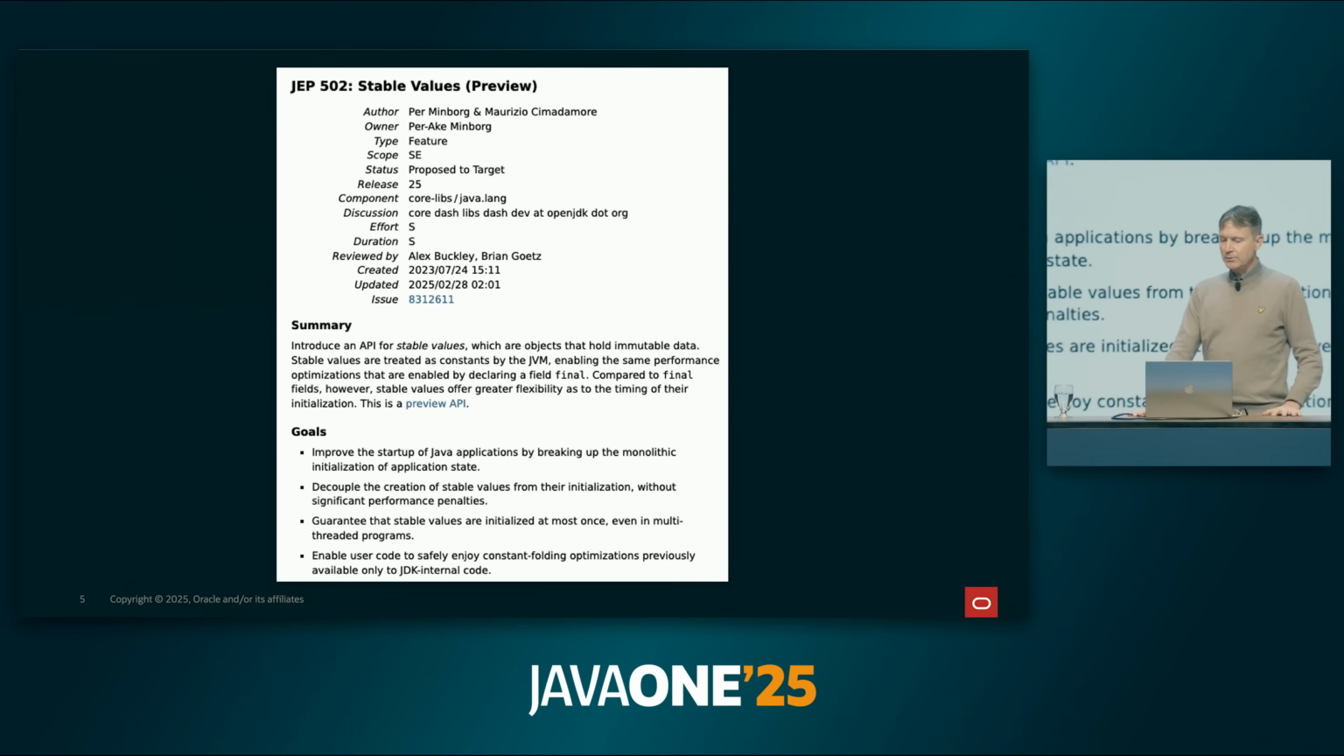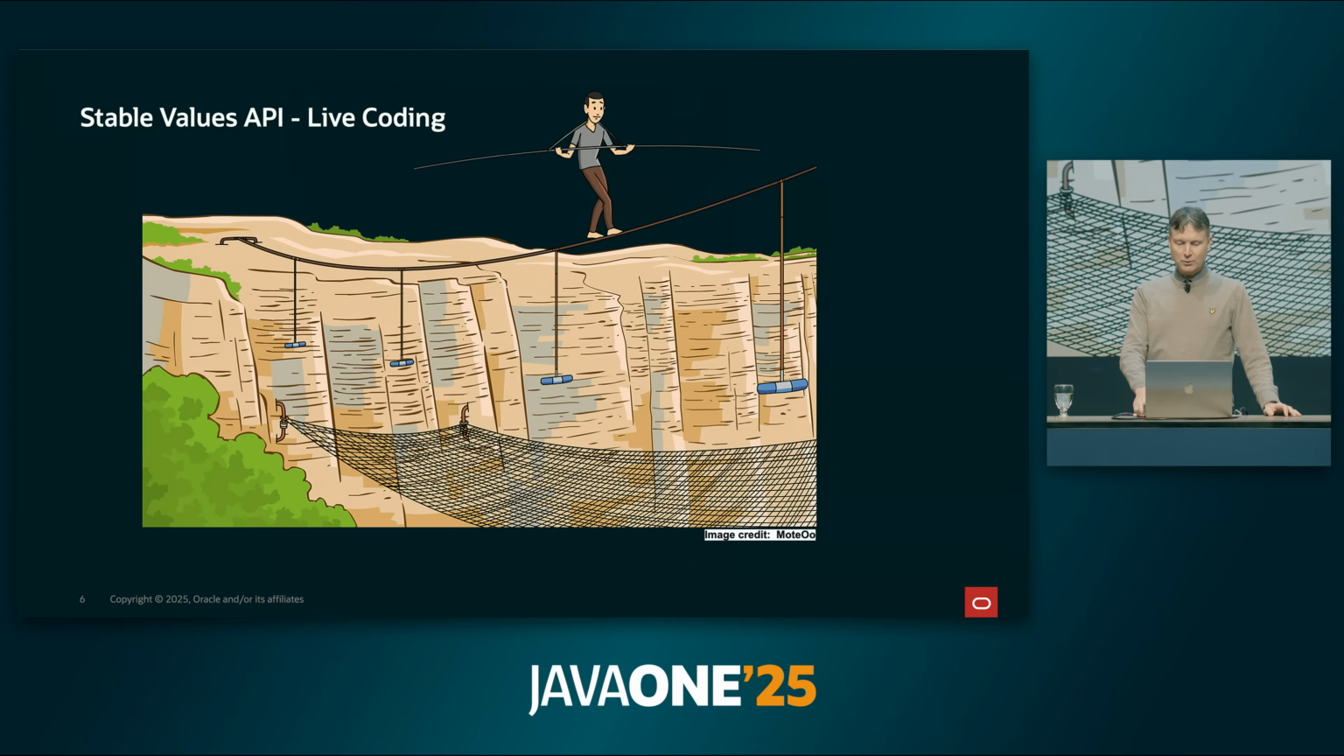Now, stable values is described in a JEP that was recently proposed to target 25. So it's very likely that we'll see a preview of stable values in JDK 25. In fact, I provided a PR for this functionality, and it's in there, so you can go there and comment, or click on the rocket symbol or whatever if you think this is a cool thing. So with that, I'm going to head over to live code.